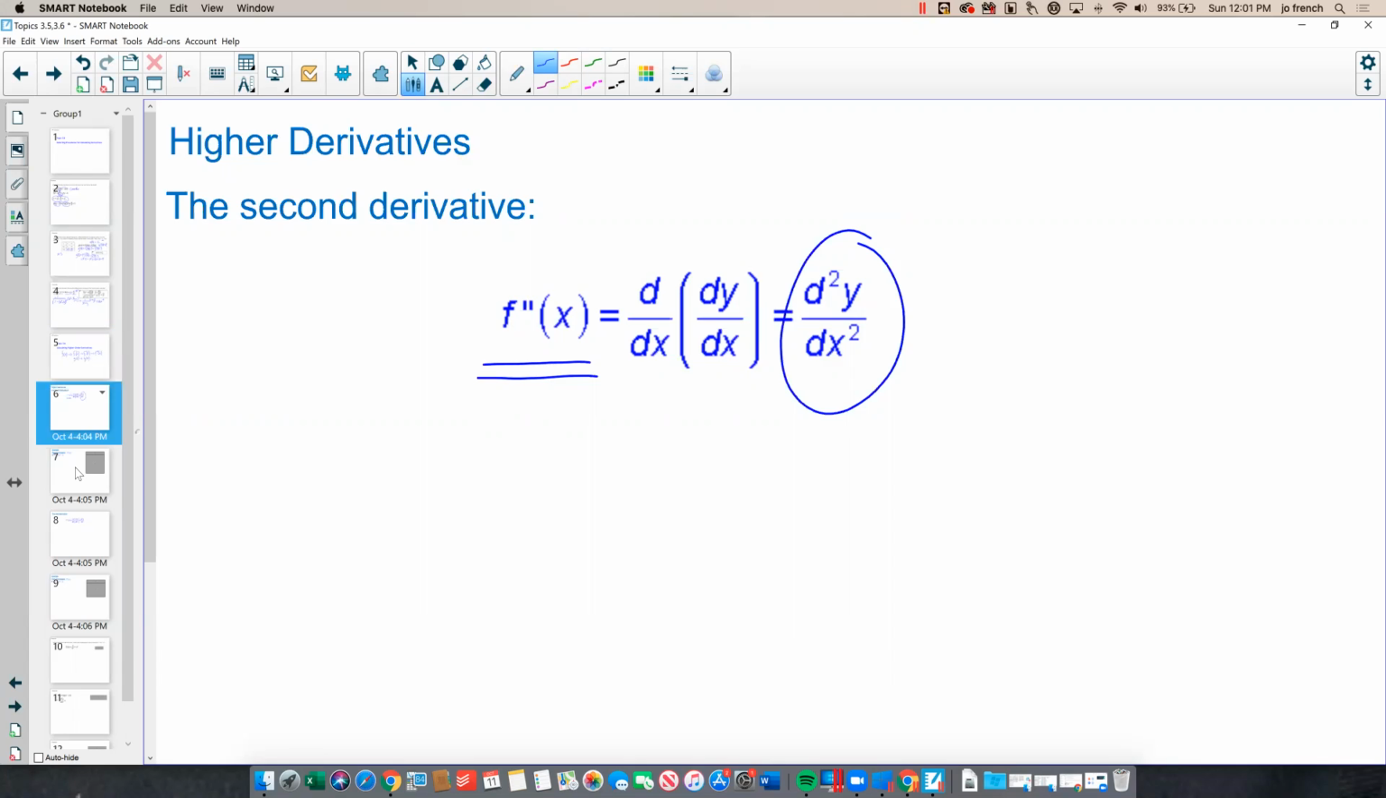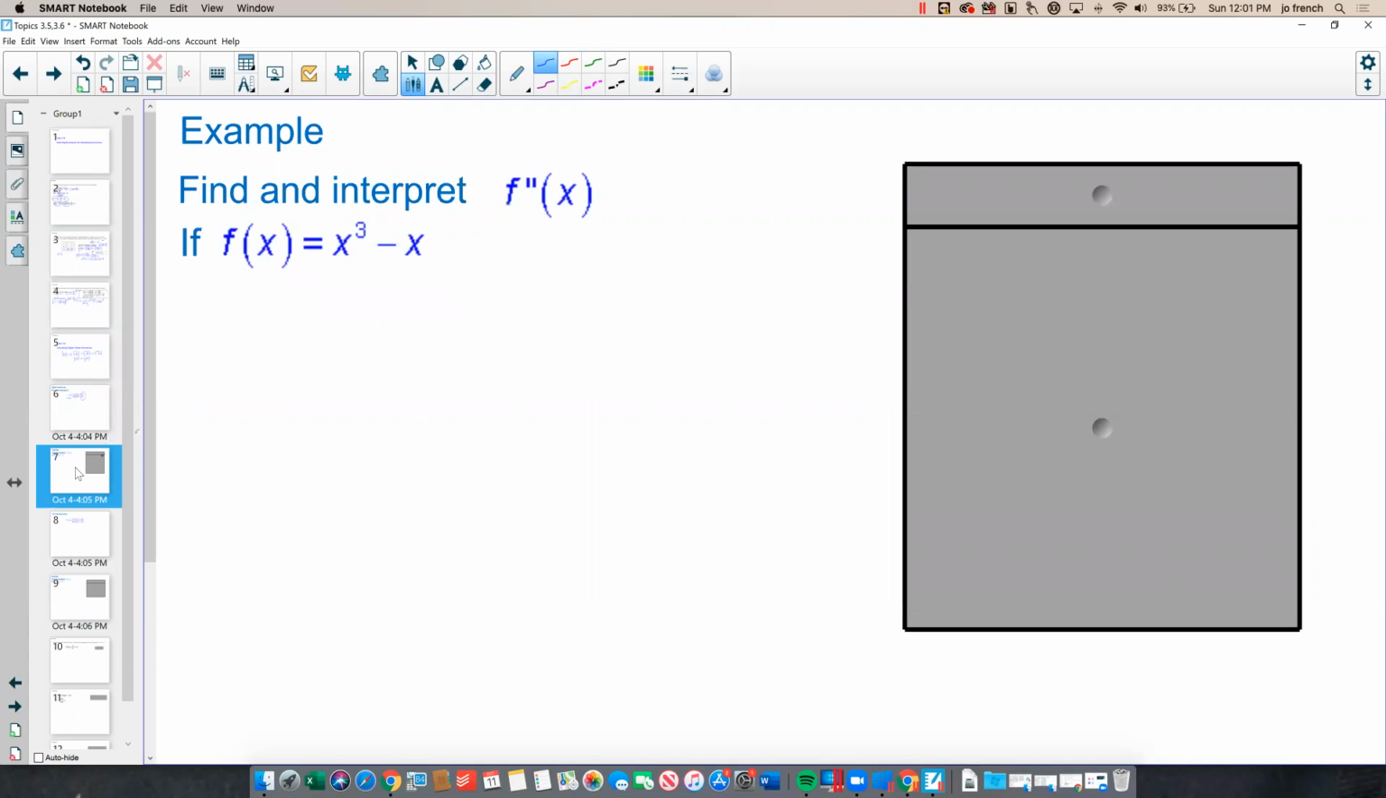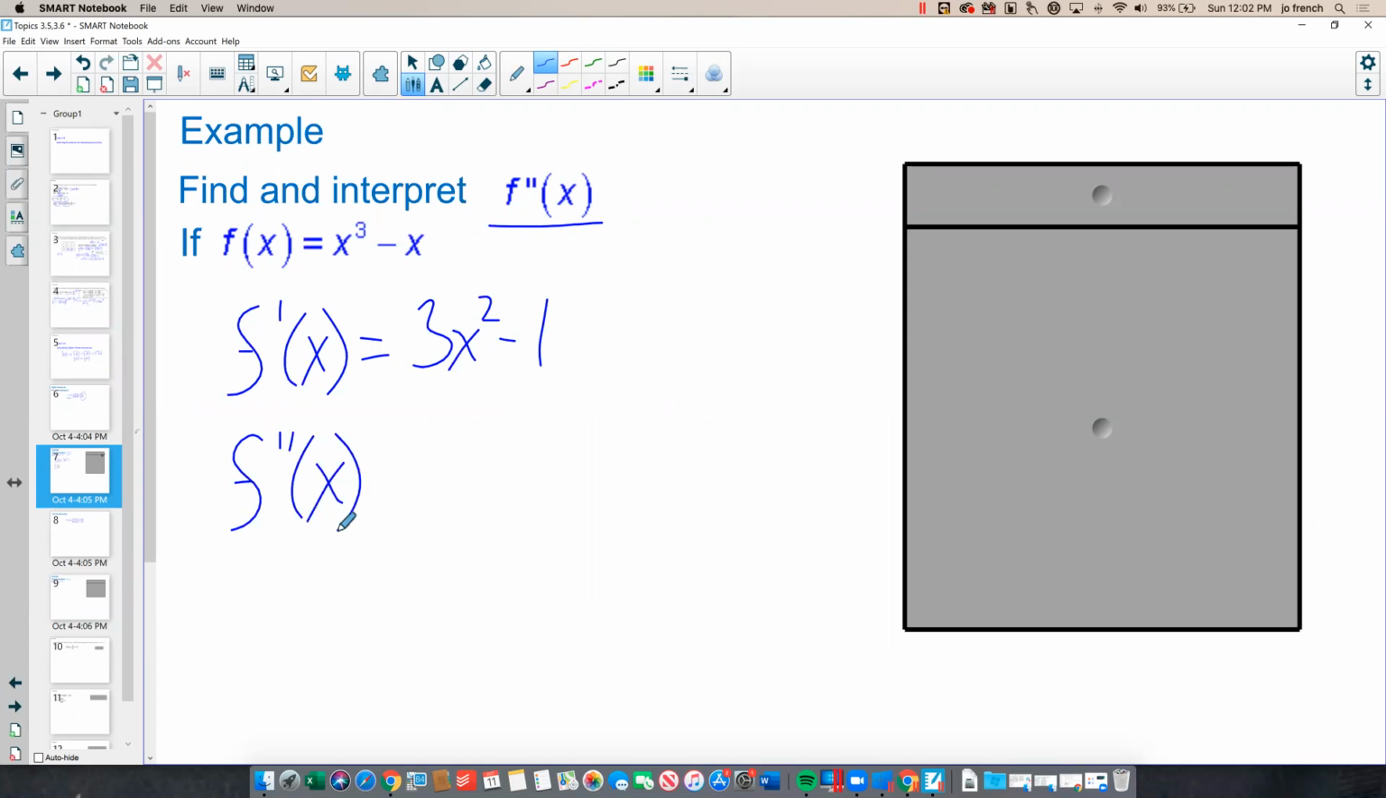Let's just take a quick example of that. If I want to find the second derivative of my function f of x equals x cubed minus x, first I have to find the first derivative. And by the power rule, we would get 3x squared minus 1. And then my second derivative would be the derivative of 3x squared minus 1, which becomes just 6x.